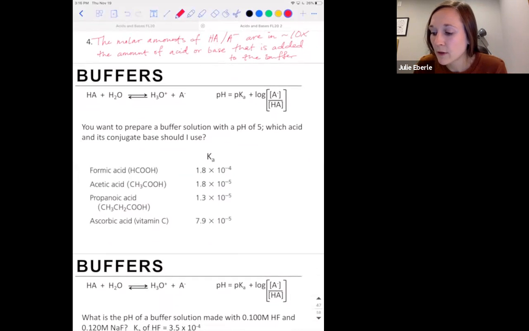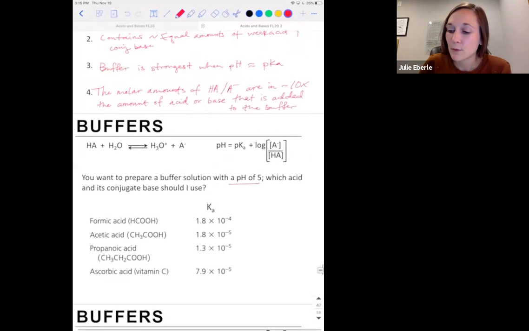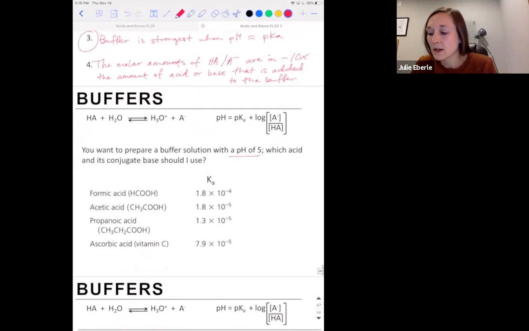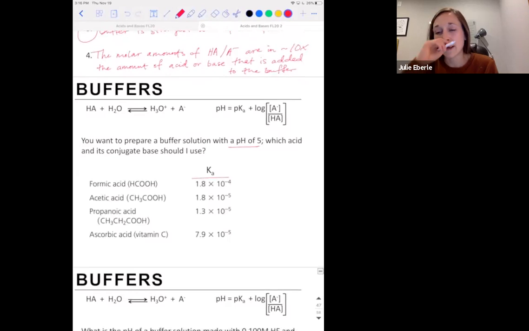It says, you want to prepare a buffer solution with a pH of 5. Which acid and its conjugate base should you use? So remember, you want the one where the pKa is the closest to the pH. Look at these, where you're given the Ka value of all of these. I'm going to launch the poll question, and you want to put your answer in the poll. Formic acid, acetic acid, propanoic acid, ascorbic acid.